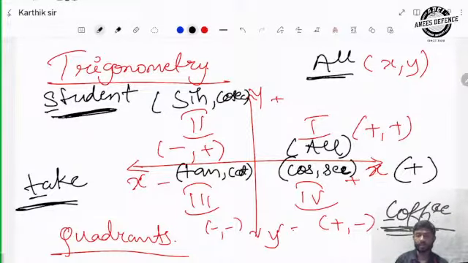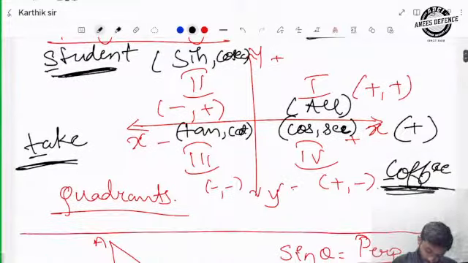Always remember that. Okay. Tomorrow we will see the other formulas of trigonometry, and if possible we will also start with the next chapter. Thank you.